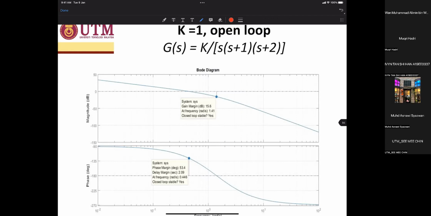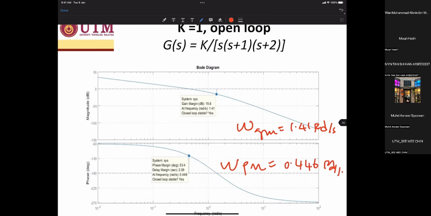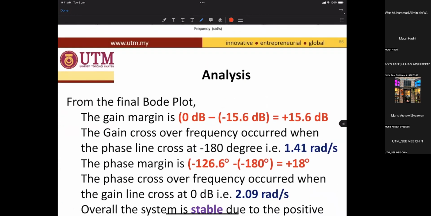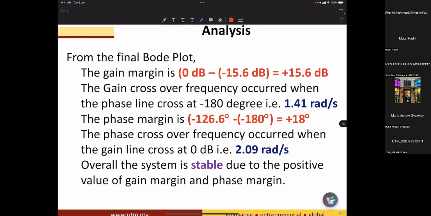Ivan. Yes, doctor. What is the value of omega gain margin? 1.41 radian per second. What is the value of omega phase margin? 0.446. Very good. Okay, so actually, she read from here.